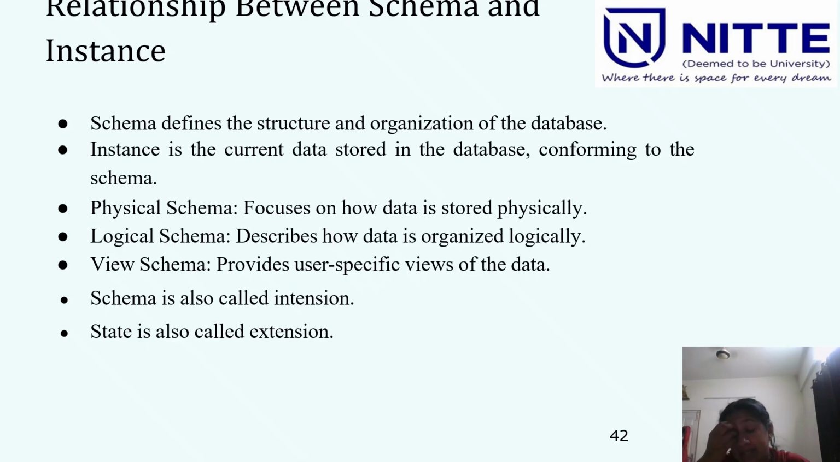Relationship between schema and instance. Schema defines the structure and organization of the database. Instance is the current data stored in the database, conforming to the schema. Physical schema, logical schema, view schema. Physical schema focuses on how the data is stored physically. Logical schema is how the data is organized logically. View schema provides user-specific views of data.